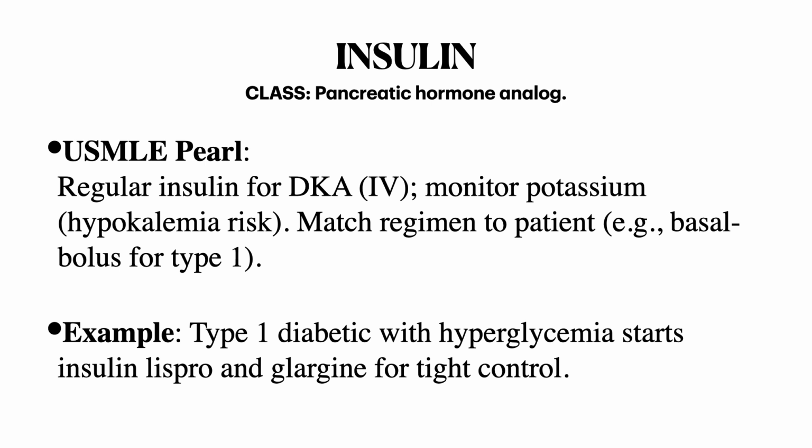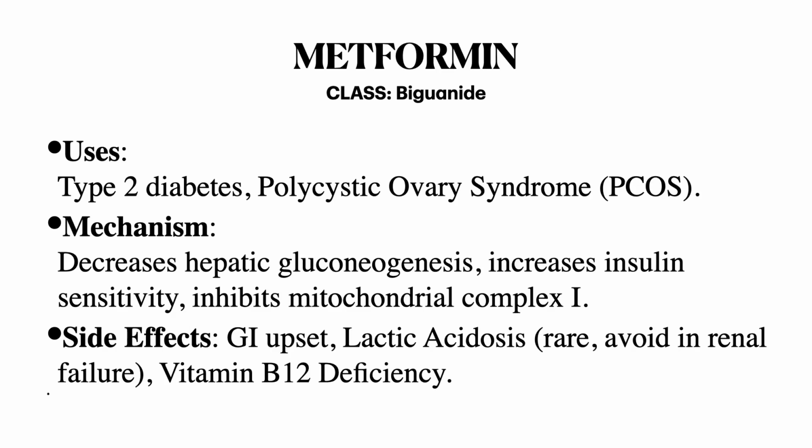So the other drug that we have is metformin, which belongs to the class biguanide. The use of this drug is type 2 diabetes. This is the first line drug for type 2 diabetes, and also for polycystic ovarian syndrome, PCOS. And the mechanism of action of this drug is that it decreases hepatic gluconeogenesis, and also it increases insulin sensitivity, and then it inhibits mitochondrial complex 1.